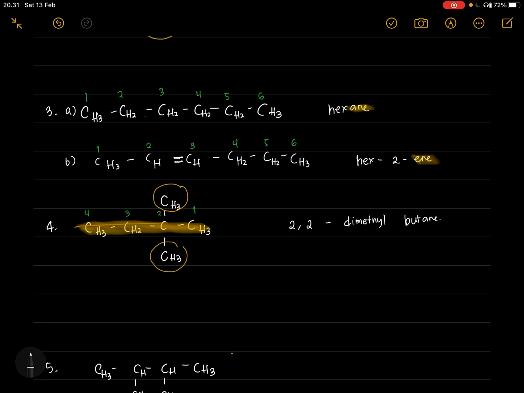Alright, so for example, if I move the position of one of the CH3, it becomes like this.